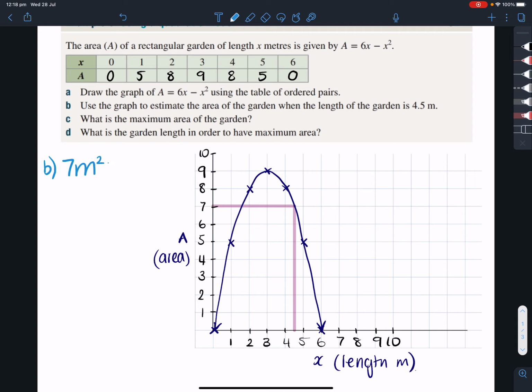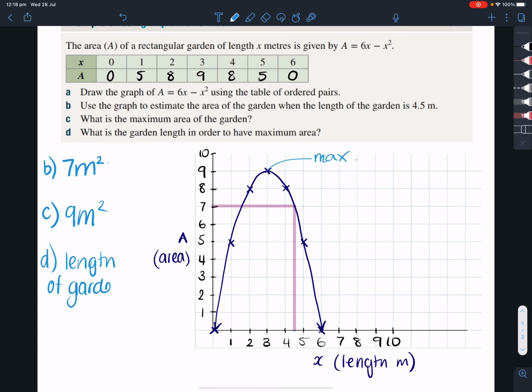Okay. Now, part C, what is the maximum area of the garden? Okay, so that would be that maximum point. So the maximum area that you can have of this garden is 9 meters squared. And that would be if you did it as a length of 3. What is the garden length in order to, just answer that question, to have the maximum area? The maximum, the garden length would have to be 3 meters. Okay, that's that one.